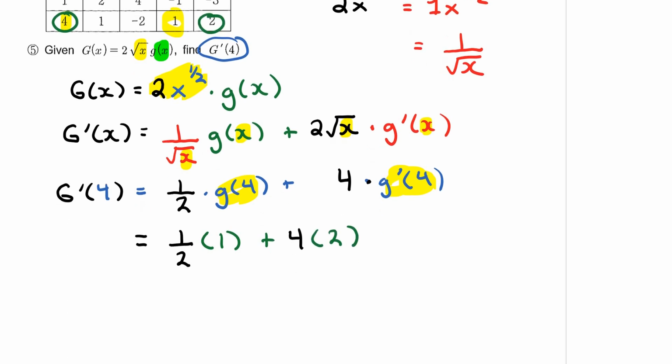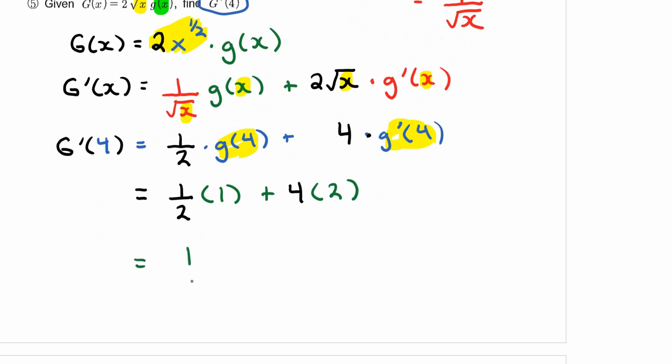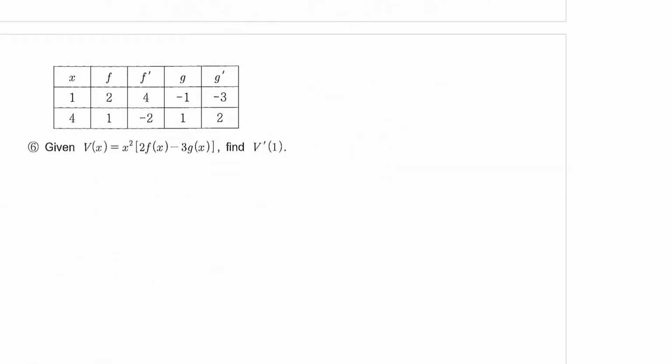Okay, so let's go ahead and add this together here. So this will be 1/2 plus 8. And 1/2 plus 8 is going to be 8.5. And 8.5 is really just half of 17, right? So I think 8.5 is totally fine for full marks, but you can also write 17 over 2 if you like. Okay, let's move on to another table problem here.